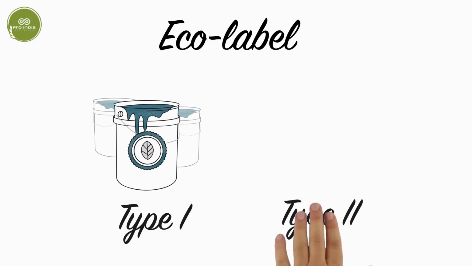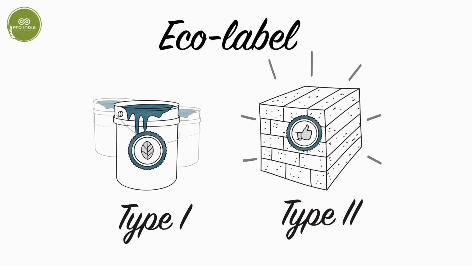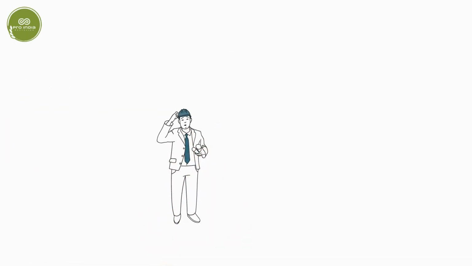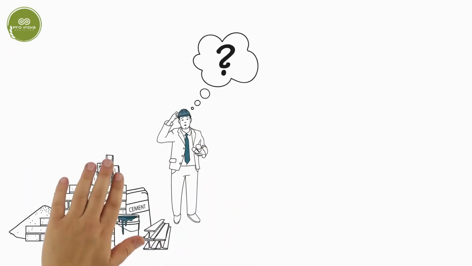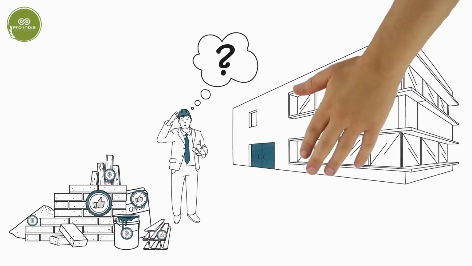With a Type 2 label, the manufacturer evaluates his own product. With this label, the manufacturer guarantees that his product satisfies certain self-defined requirements. However, Mr. Schneider remains unsure. Is an evaluation of individual building material characteristics sufficient for designing sustainable buildings?